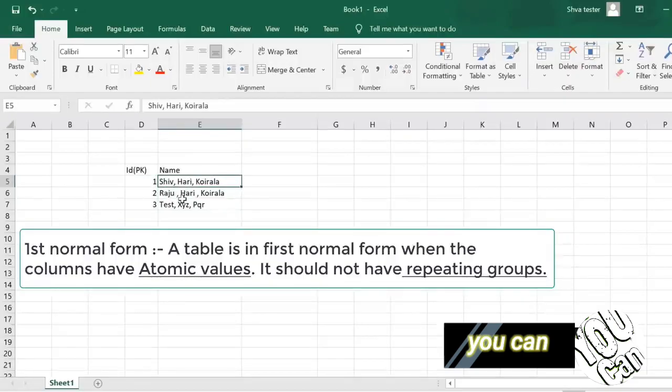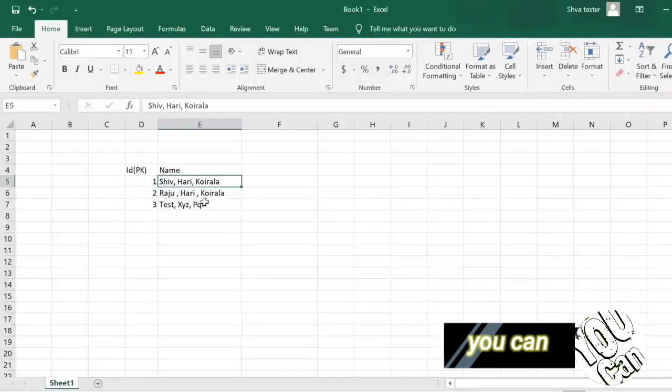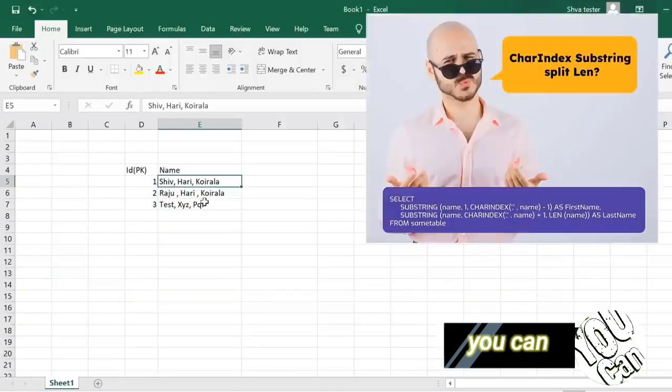And in this name of the person, we have the first name. So Shiv is the first name, Hari is the middle name, and Koirala is the surname. And what I've done is I have just stuffed them into this column name out here, comma separated. So this is called repeating groups. If your database design is not following first normal form, you can have insert, update, and delete anomalies. Anomaly means when you want to do an insert, an update, or a delete, you have to write weird code.